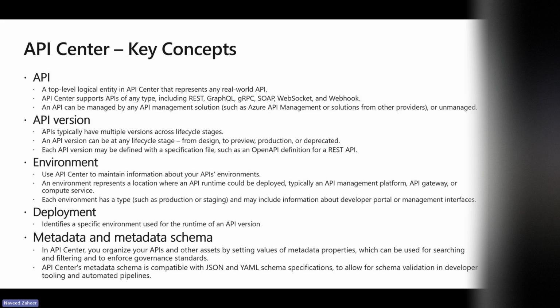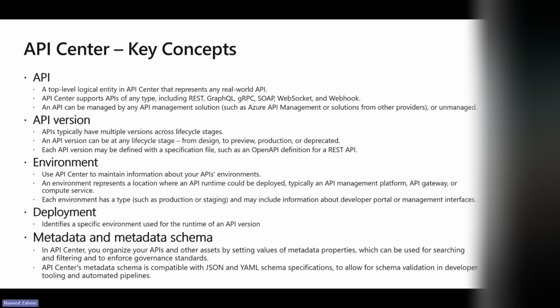For example, you have the API, which is actually the core entity. This can be a REST, SOAP, WebSocket, or gRPC API, and it can be managed anywhere. It can be in API Management or running as a part of an Azure Function or anything, or maybe a third-party API service. Then a version of an API is typically a version that depicts the life cycle. It can be production, test, or have certain features and things like that.